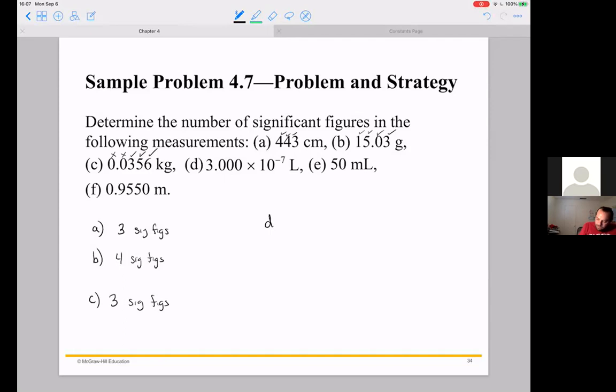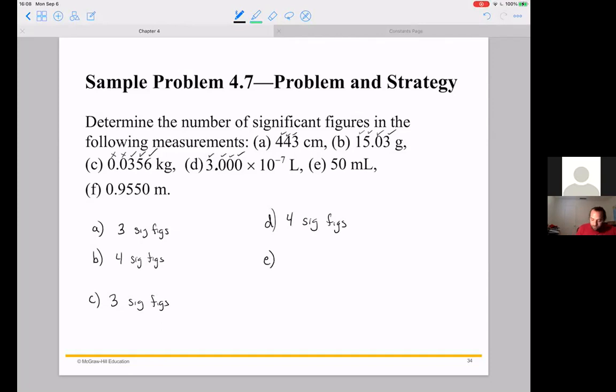D, notice that D is in scientific notation. Scientific notation is actually really awesome for sig figs because just by virtue of how scientific notation is written, you know that everything after the decimal is going to be significant, right? Because I've got a decimal place in this number, and so these trailing zeros are indeed significant. So this number has 1, 2, 3, 4 sig figs. You only ever write down the significant digits when a number is in scientific notation.